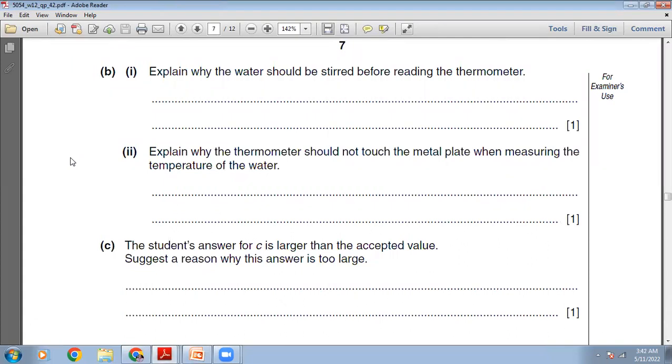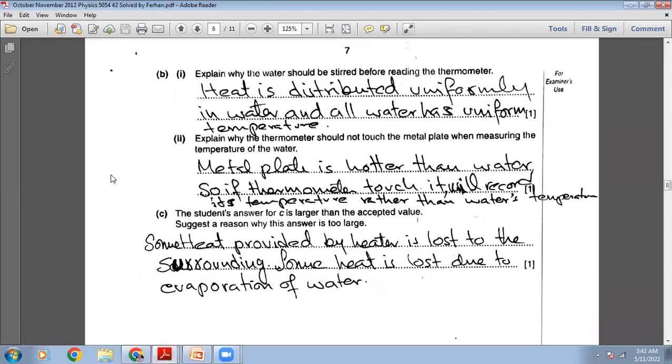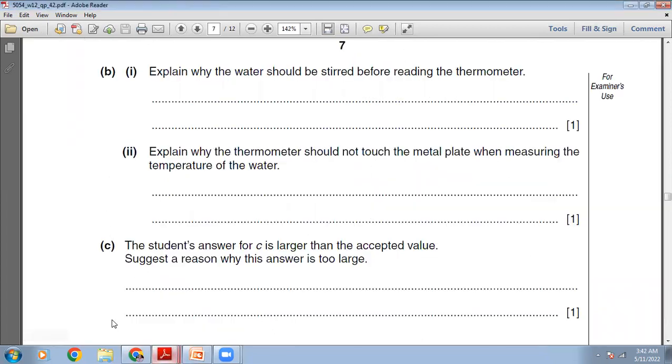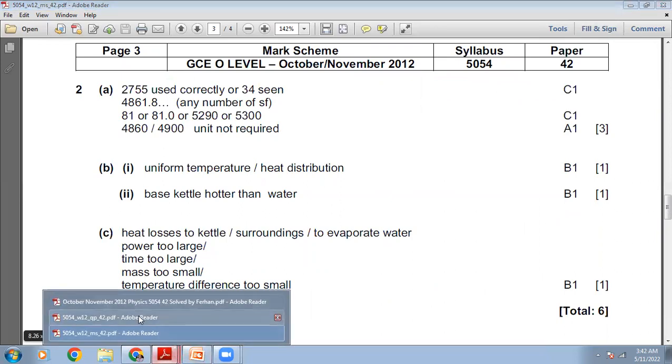Explain why the water should be stirred before reading the thermometer. We always stir the hot water before taking the reading on the thermometer. We want the heat to be distributed uniformly throughout the water, and we want the temperature of the water to be uniform throughout the body of the water. That's why we stir it. Uniform temperature or heat distribution, that is what we want to say.